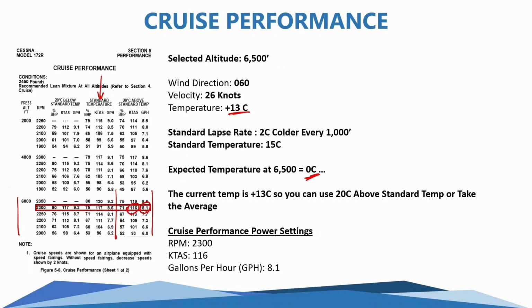Now, this also comes down to your power setting, which is on the right-hand side. So your lowest power setting that you can use is 2,000 RPMs. And obviously that will drop your speed and also drop your fuel burn. But you can also choose something on the higher end like 2350, which is basically max power at this altitude. For most of us, we're probably going to be at max power unless there's some reason why we're saving fuel.